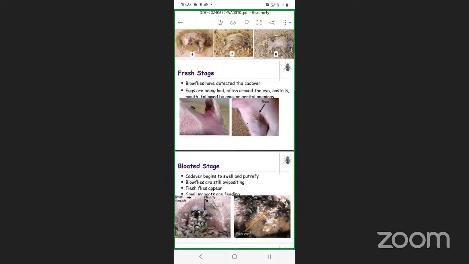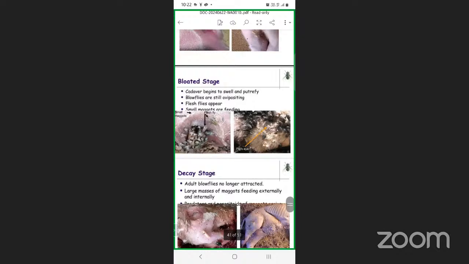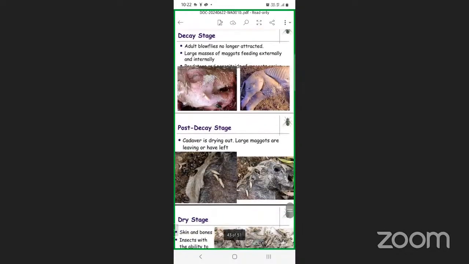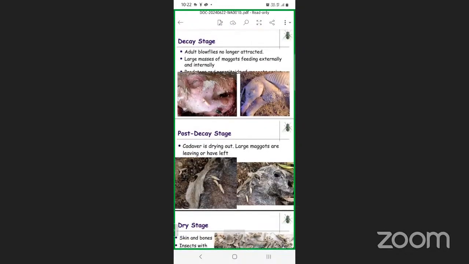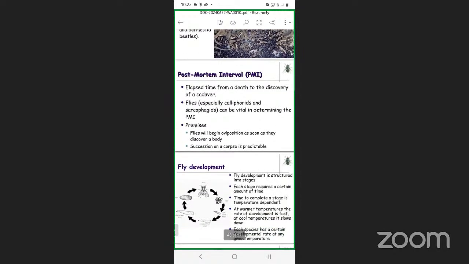In the fresh stage, blowflies are detected on the nostrils and mouth of the dead body, ovipositing. Then come the bloated, swell, putrefied and decay stages with feeding, then drying out with the maggots having left, and we will find the postmortem interval. This is the elapsed time from death to the discovery of the cadaver. We see the flies, especially, in determining the postmortem interval.